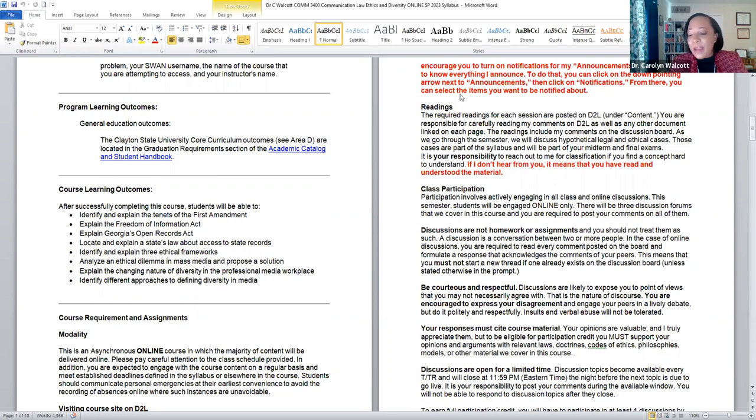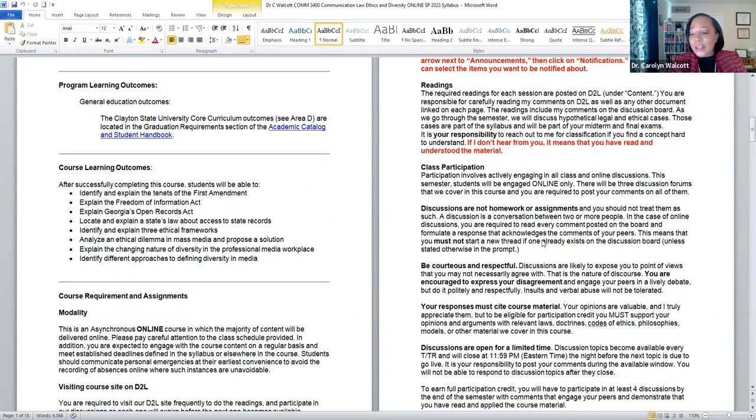Be courteous and respectful. There will be persons in the particular discussion forum who may have a disagreement, who may not see the same perspective that you're seeing, but please make sure that you're remaining as respectful as possible in the process.